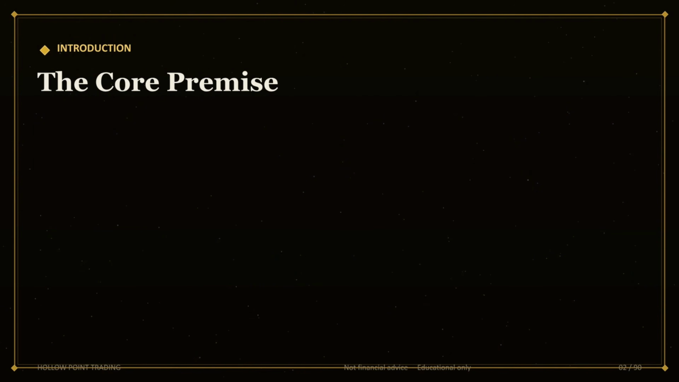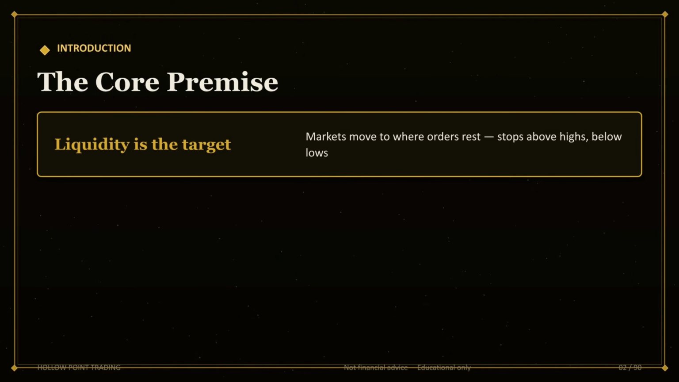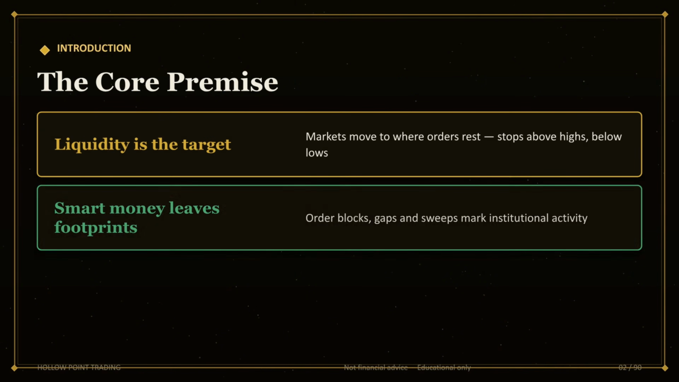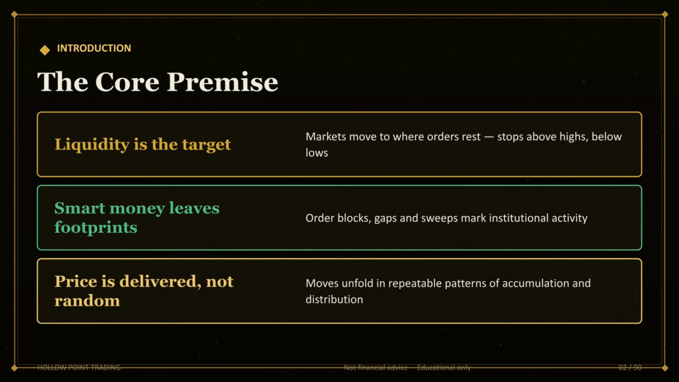The core premise of ICT is simple. Liquidity is the primary target as markets move to where orders rest. Smart money leaves footprints through order blocks and gaps, and price is delivered in repeatable patterns, not randomly.